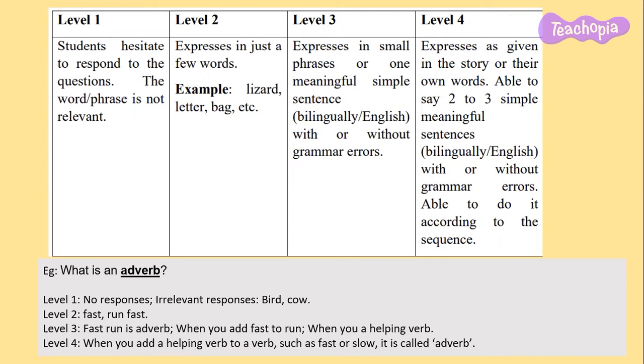Now, when a child expresses as given in the chapter or in the topic or in the story, and they are able to give you a correct sentence based on the question you are asking. For example, what is an adverb? When they answer, when you add a helping verb to a verb, such as fast or slow, it is called an adverb. This is a full sentence, and now you can mark them as level 4. So you can use these rubrics for different responses based on what questions you're asking them and based on how much of a response they're giving to you.